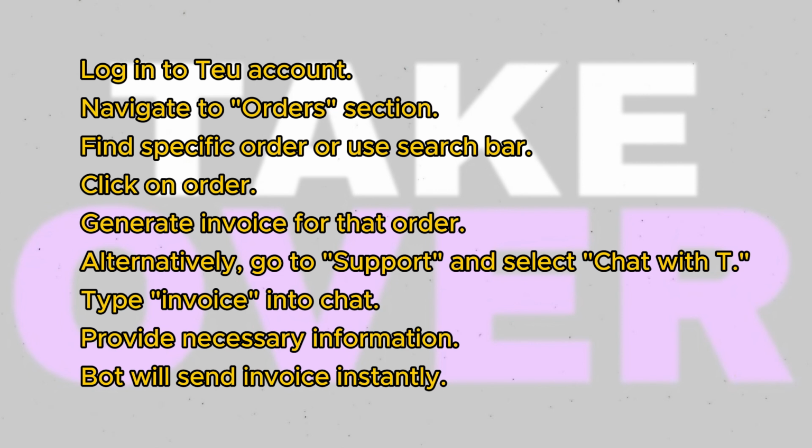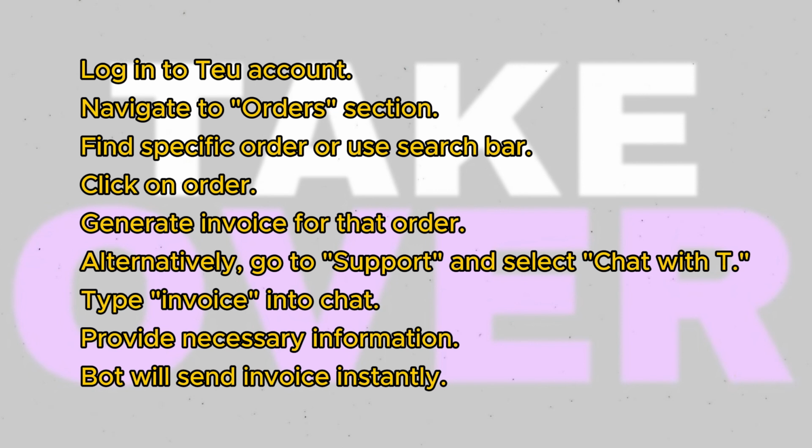Here, you'll see a list of all your orders, with the delivered ones in a separate section. If you're having trouble locating a specific order, you can use the search bar and enter the order ID, tracking number, or item name. Once you've found the order you need the invoice for, click on it. You'll find an option to generate the invoice for that order. If you're still unable to locate the invoice, there's another method you can try.